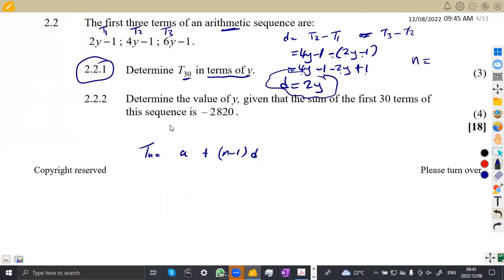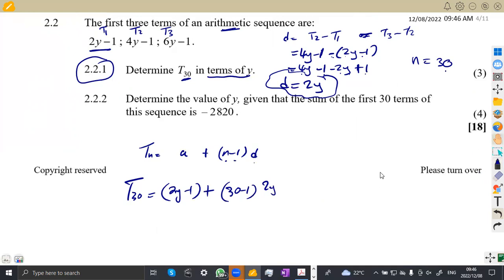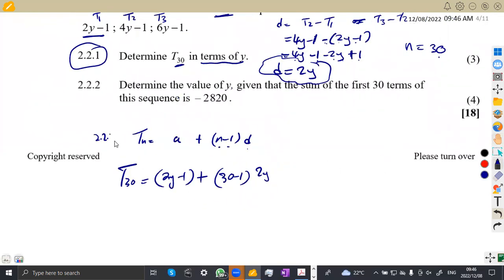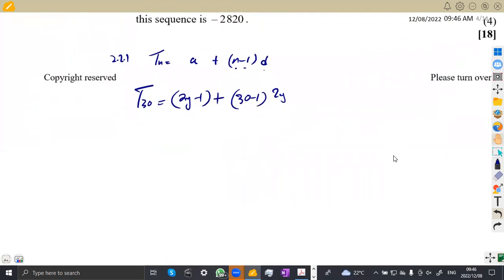The number of terms we are given here is T30, which means we're referring to n being equal to 30. So T30 is equivalent to A. Let's substitute our A, the first term, which is 2y minus 1. Remember, in terms of y. So it's 2y minus 1 plus n minus 1, that's 30 minus 1, times D, which is 2y. All right, so that's it. We can simplify. Yes, guys, just simplify. You can't just leave your answer like that. So simplify further.